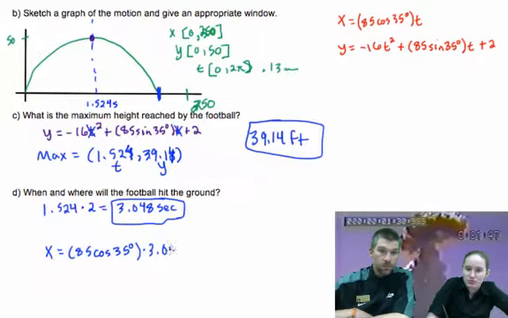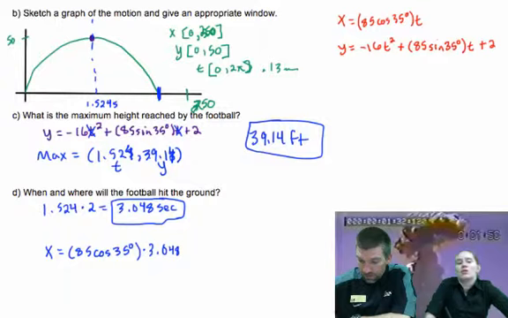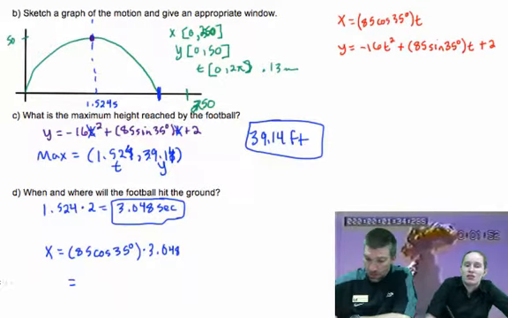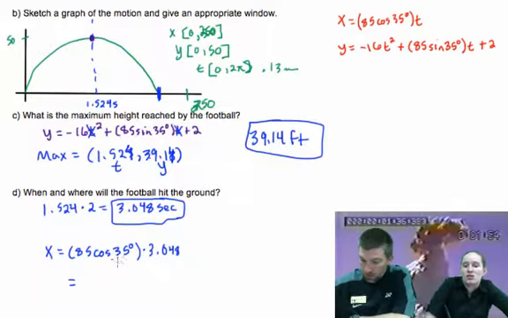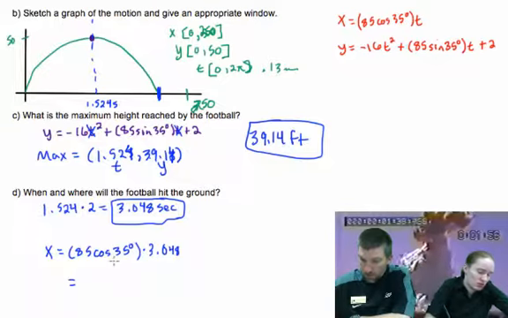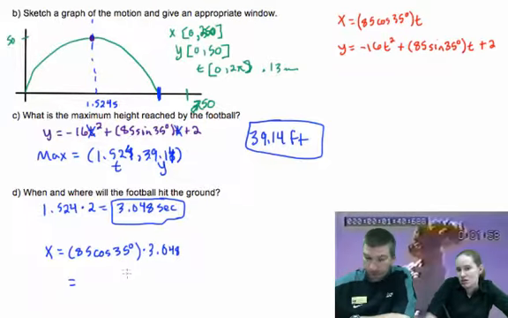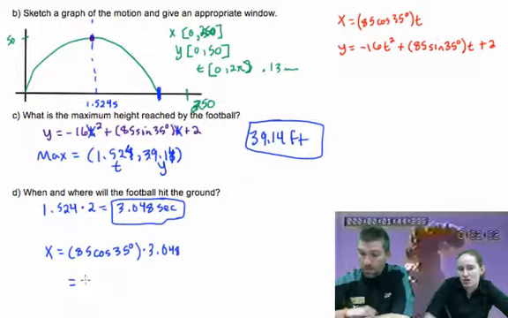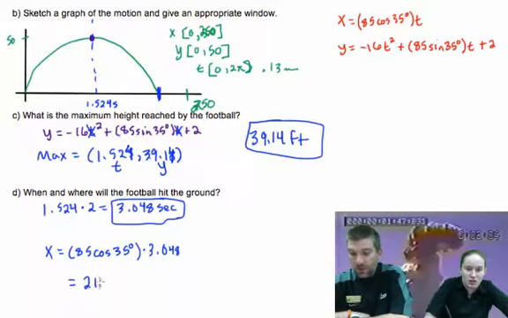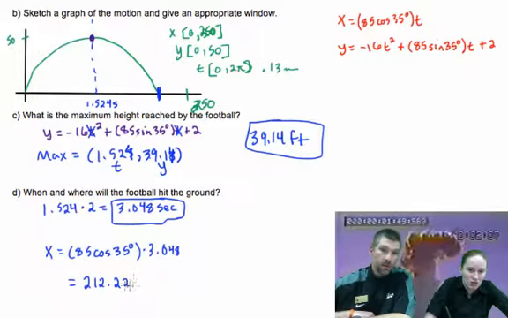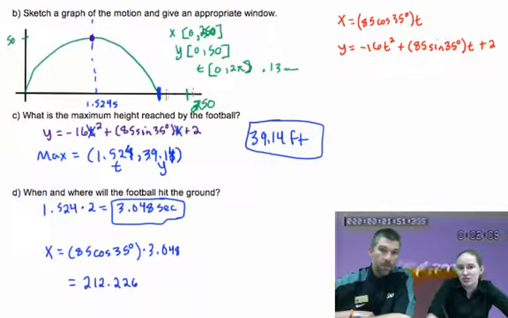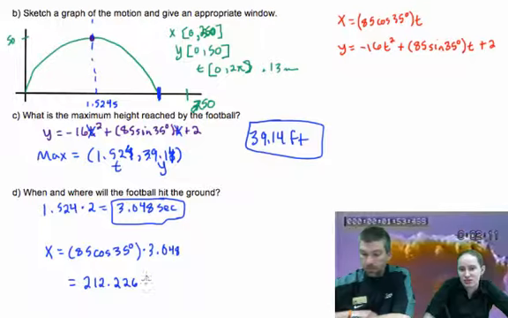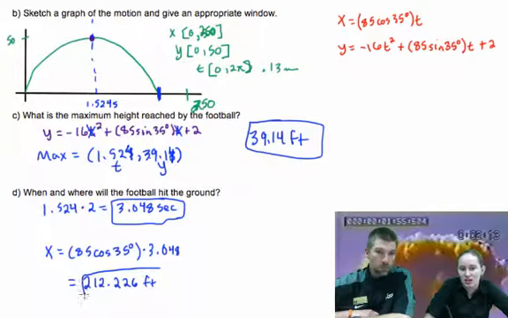3.048. Oh, 85 times cosine 35 degrees times 3.048 gives 212.226. And that makes sense considering what our window was. That seems about right. So that's feet. And that's it.